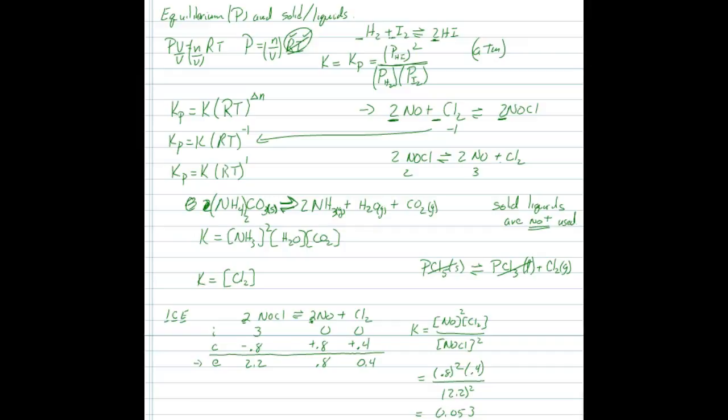Now this ends this lesson on equilibrium, calculating equilibrium values.